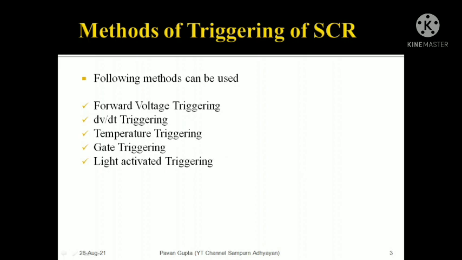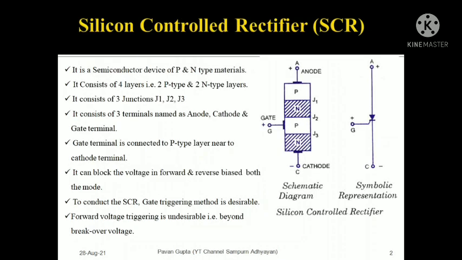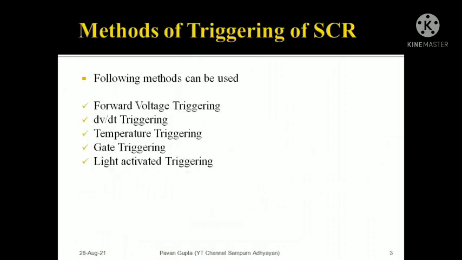All the first three methods are undesirable, because in these conditions your SCR can be damaged and it is not under control. You can also see that a third terminal, the gate terminal, is given here. So we are going to talk about gate triggering. The fourth method is the gate triggering method.